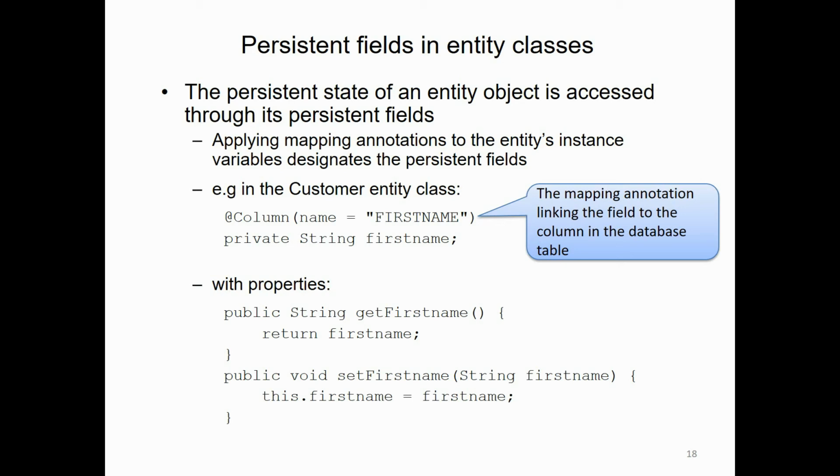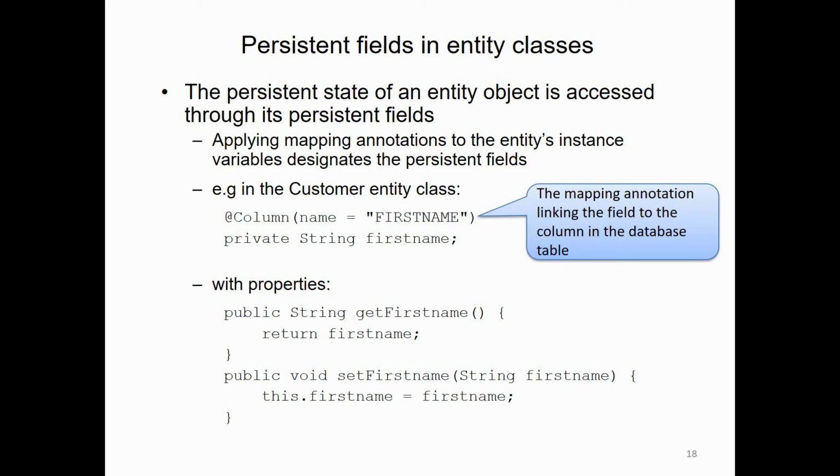See the annotation at column? That's the thing that links this particular property within the entity class to a column in the table. We're not obligated to call the property first name because the annotation tells us that whatever we call this variable, it's linked to the first name column in the table. But it makes good sense to call them the same thing since they're representing the same thing.